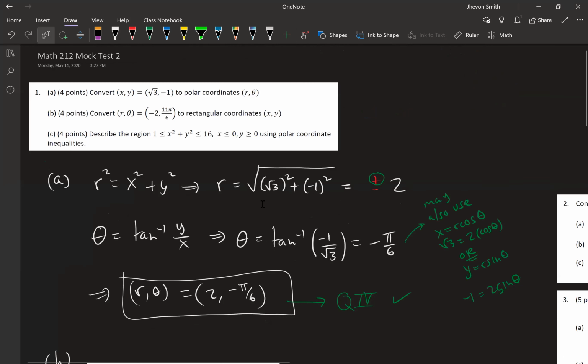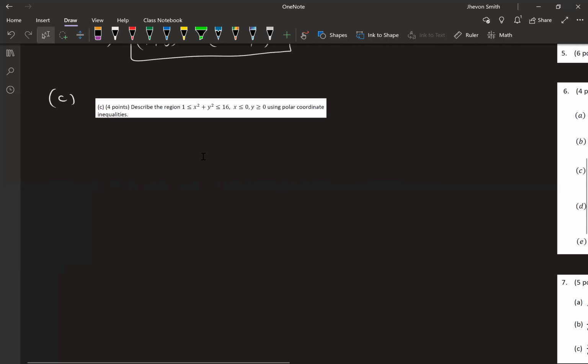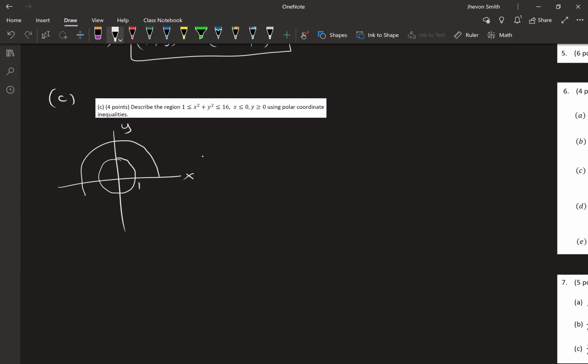And if we look at C, describe this region. Well, notice that if you look in the XY, we have a circle of radius 1. That's where the x squared plus y squared equals 1. Then we have a circle of radius 4. That's where the x squared plus y squared equals 16. Clearly, I want what's inside the circle of radius 4, outside of the circle of radius 1. Now, at the same time, I want my x to be less than or equal to 0, which means I want to be on the left side of this thing.